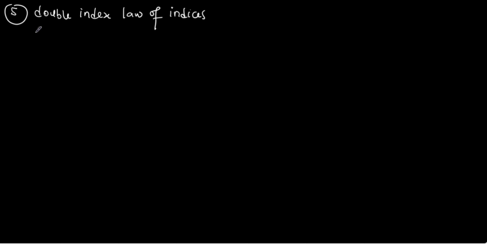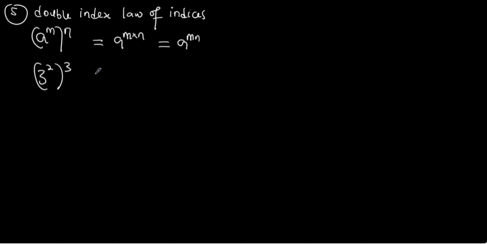It says, given a base, say A for example, that is raised to an index, say M, which is now raised to another index, say N, the result is equal to the base and the multiplication of both indices, which is A raised to power MN. So if I have 3 raised to power 2 and then raised to another index 3, the result is equal to 3 raised to power 2 times 3, which is 3 raised to power 6.